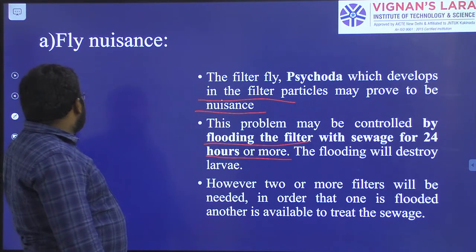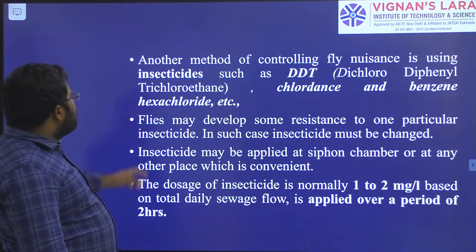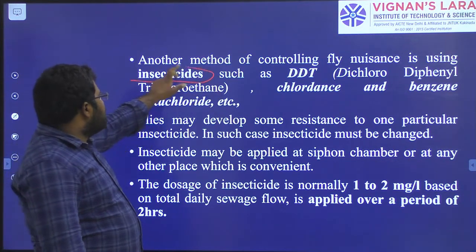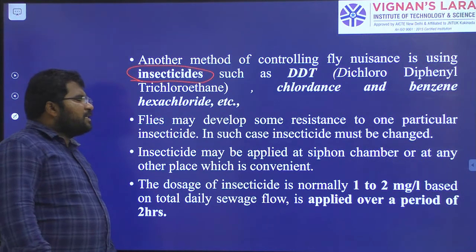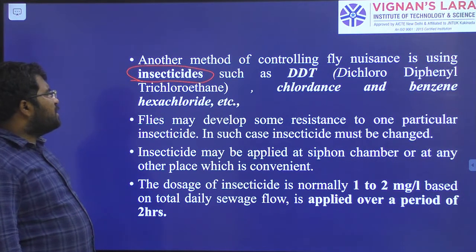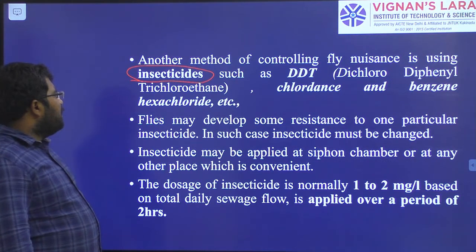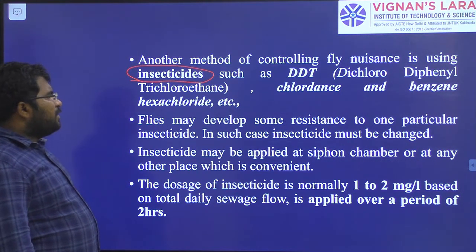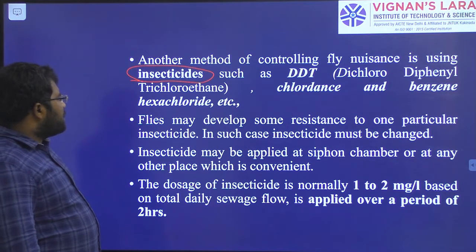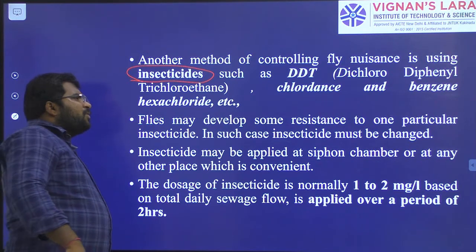Okay. Next, another method of controlling fly nuisance is using insecticides. These are insecticides we are going to use to kill them, such as DDT, dichlorodiphenyl trichloroethane, or chlordane, right? Then we have benzene hexachloride, etc. These kinds of chemicals are sprayed to kill the psychoda.